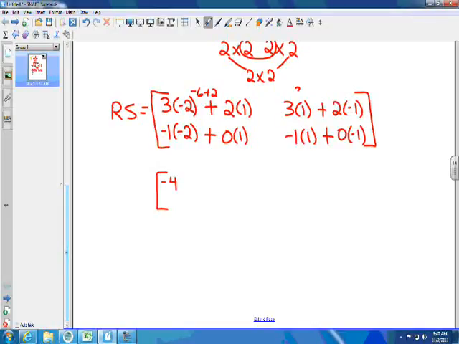This would become 3 minus 2, which is 1. This would be 2 plus 0, which is 2. And negative 1 plus 0, which is negative 1. So that would be your final 2 by 2 answer.